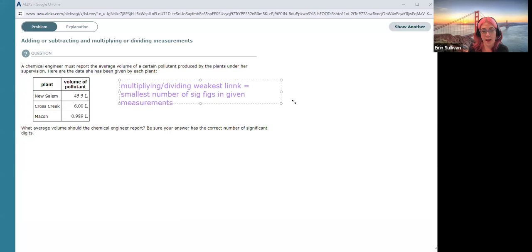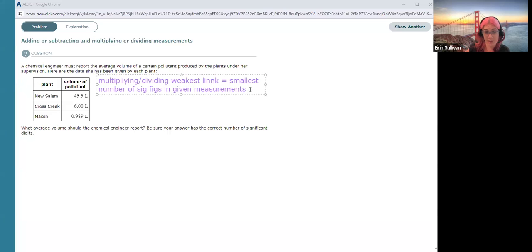However, if you're adding or subtracting, your weakest link is the smallest number of decimal places. And you say, why? Because if you go to sig figs, sometimes you can inadvertently get rid of some precision that you really do have when you're adding and subtracting measurements. And I think this should be a good example of that.